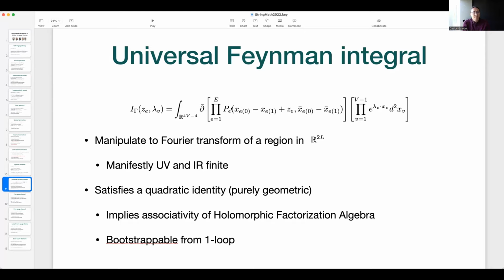And another striking property of these master integrals is that the quadratic identities appear to be sufficiently powerful to essentially determine them from scratch. So, this is something we only know experimentally, but we believe to be true. You don't actually need to do any of these Fourier transforms of these explicit integrals, just the consistency conditions, these quadratic relations are sufficient to fix the whole structure.